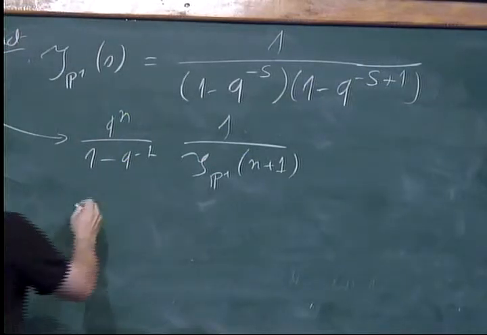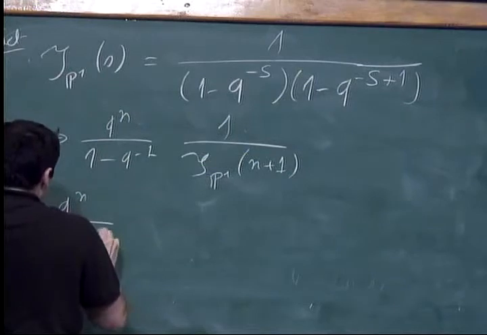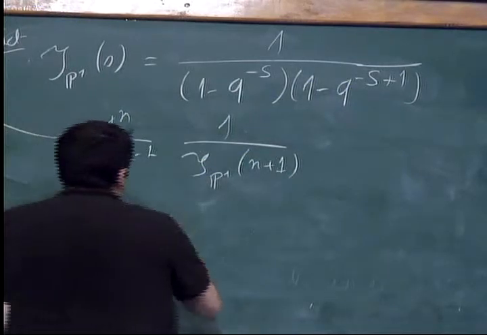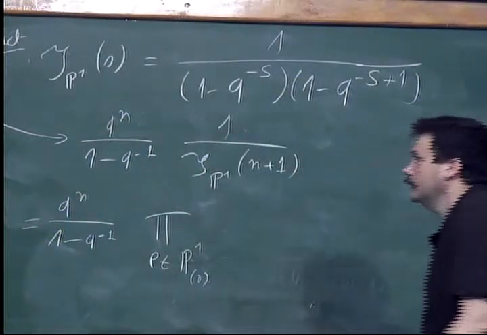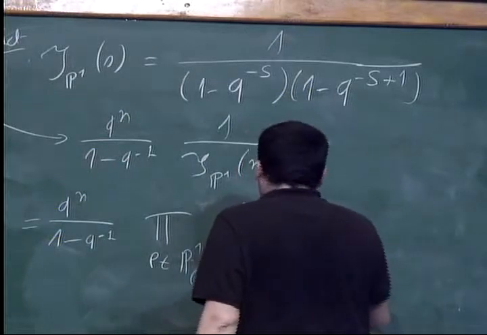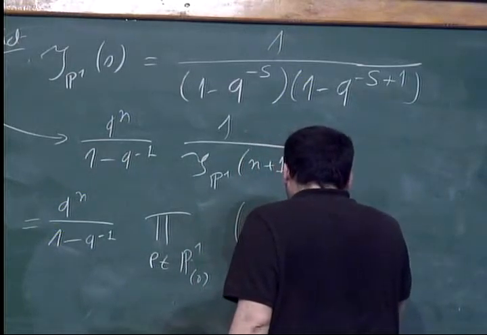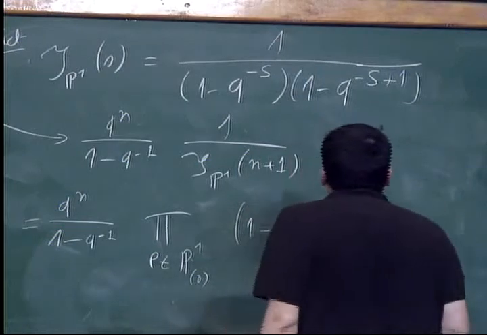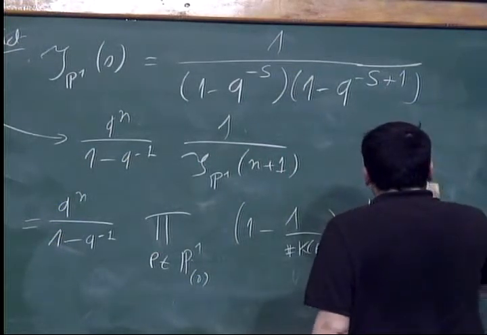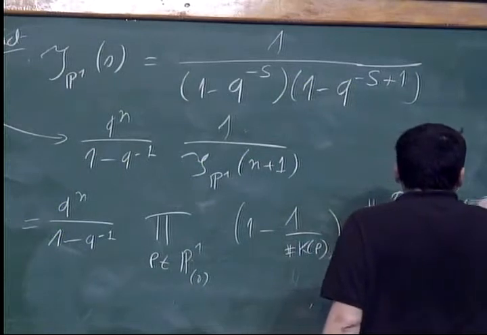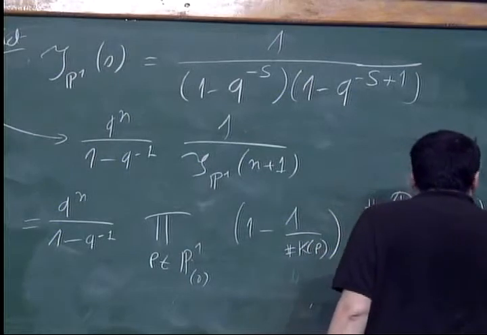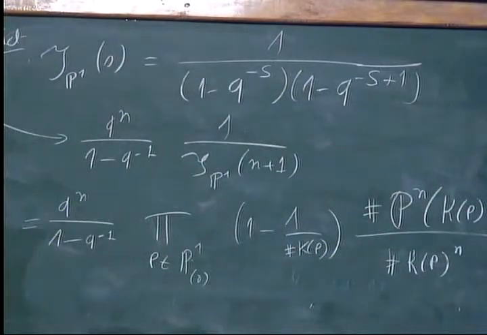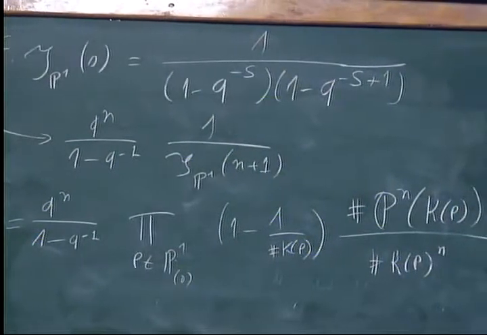So I can again write this constant as q to the power n, 1 over 1 minus q^{-1}, times the product over all closed points of P1 of 1 minus 1 over the cardinal of the residue field, times the cardinal of Pn over the residue field divided by the cardinal of the residue field to the power n. So once again, I can write it with an Euler product. So the formula is very similar to the one we had before.